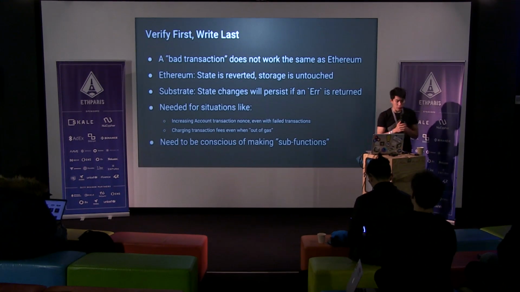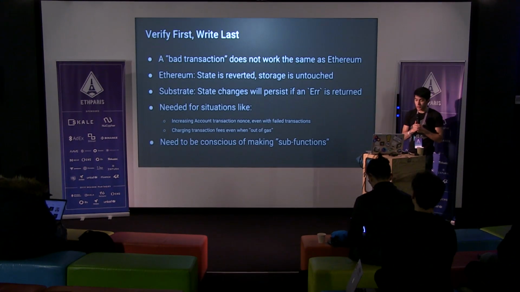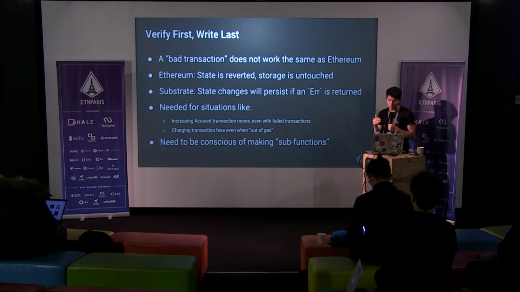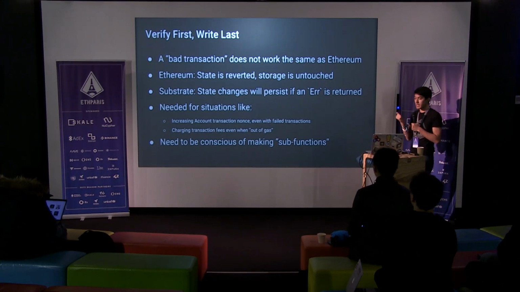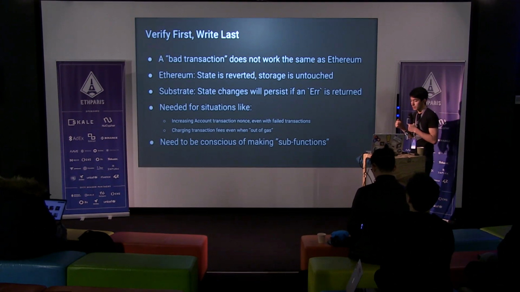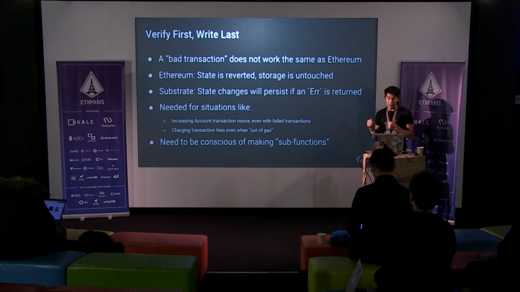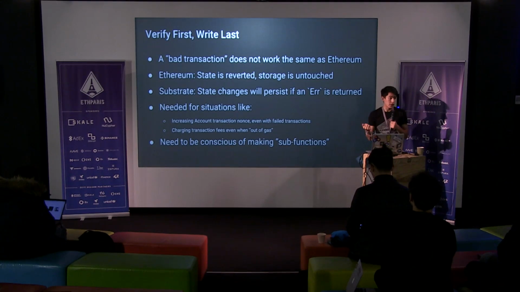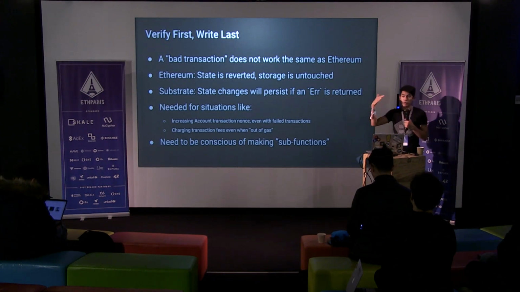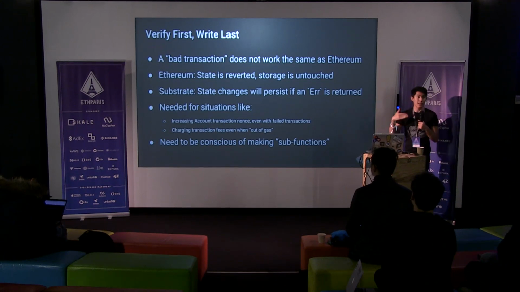One thing that's really important when you're building runtime modules is to make sure that you're conscious of this verify first, write last pattern. If you're an Ethereum contract developer, you will actually have to think about designing your module a little bit differently than if you were building a smart contract. For example, in Ethereum, if a bad transaction occurs, the state is reverted and storage is untouched. So you can modify your storage whenever you want, and if at any point something gets reverted, all of those changes are undone.